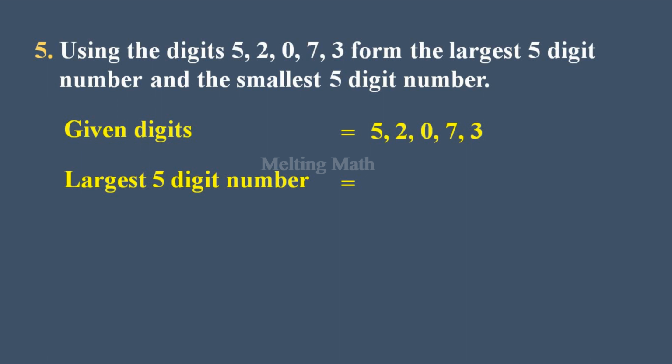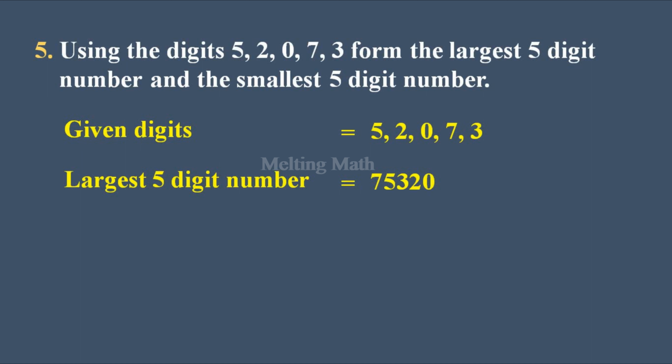Okay, so just observe these given digits. Among these 5 digits, which is the largest digit? 7 is the largest digit. So first write 7, the next largest digit is 5, so then write 5, next largest is 3, and next largest is 2, next is 0. Okay, so that's it. This is the largest 5-digit number. If you write these 5 digits in descending order, you get the largest 5-digit number.